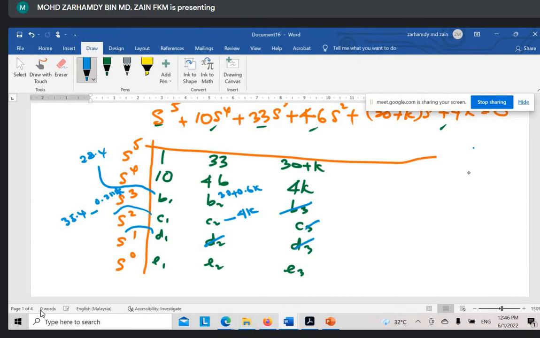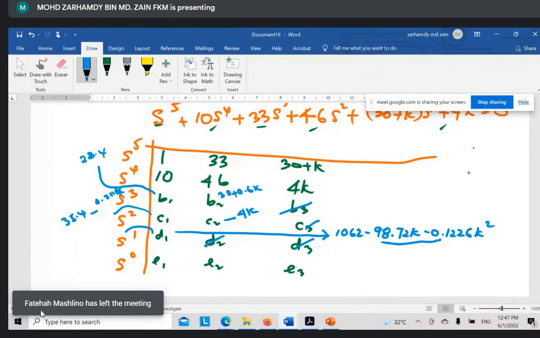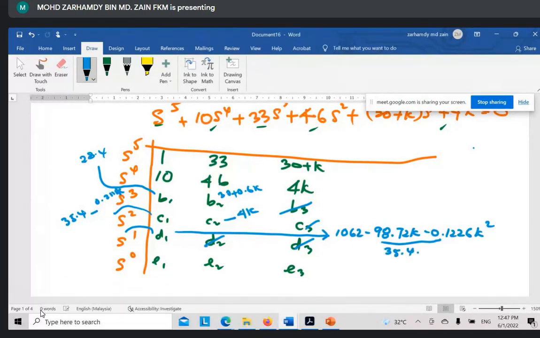Ni dah kosong, ni dah kosong. D1 berapa? Taufik? Jacob? Ni susah juga. Ni agak lebih kurang lah. 1000. Saya tengok dulu. 98.72 K minus 0.1226 K square over apa lagi ni, 35.4 minus. Betul ke? Betul. 0 point tu tak? Tolong kira nanti, please check.